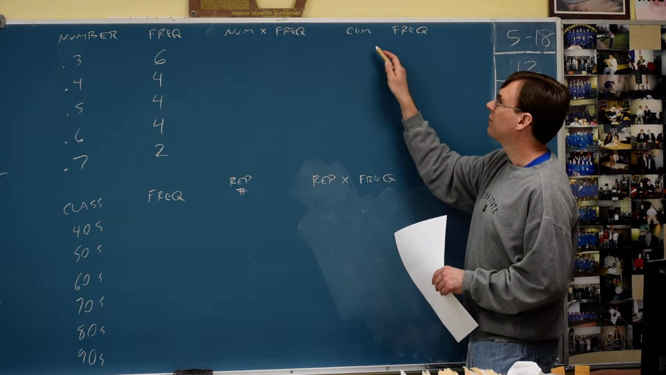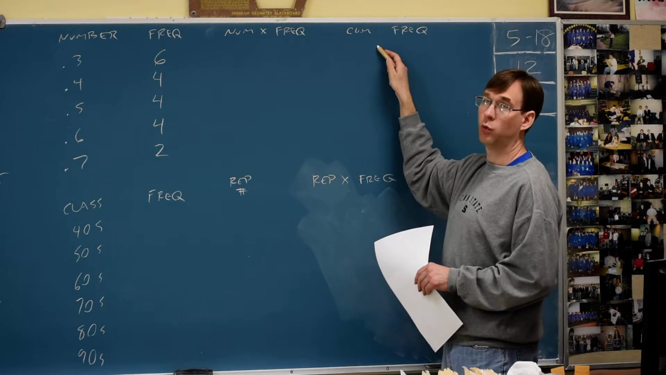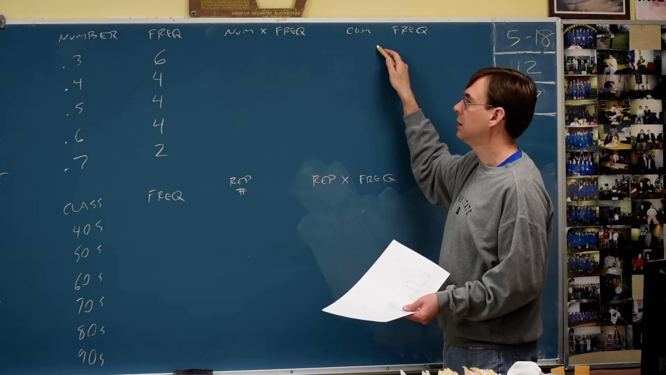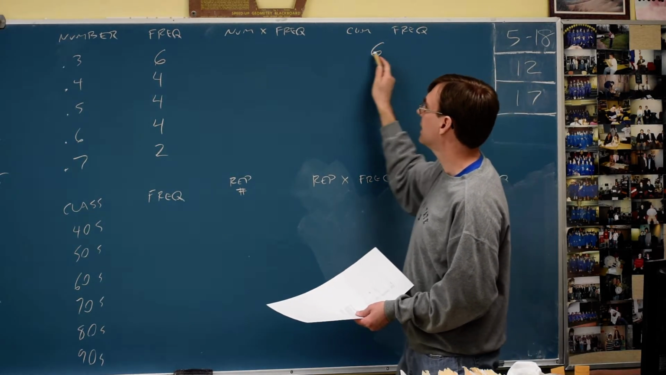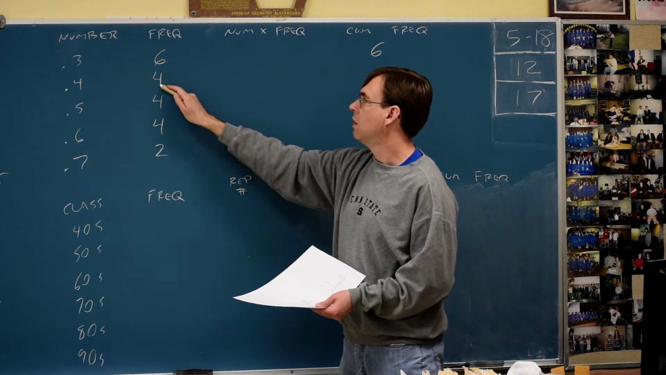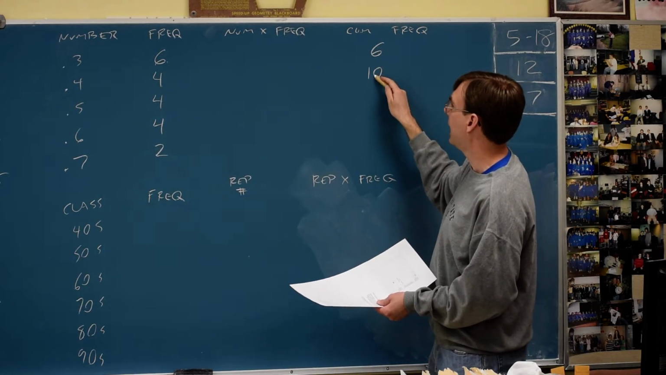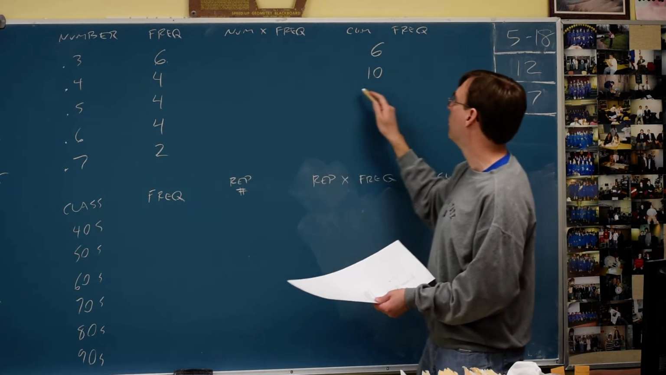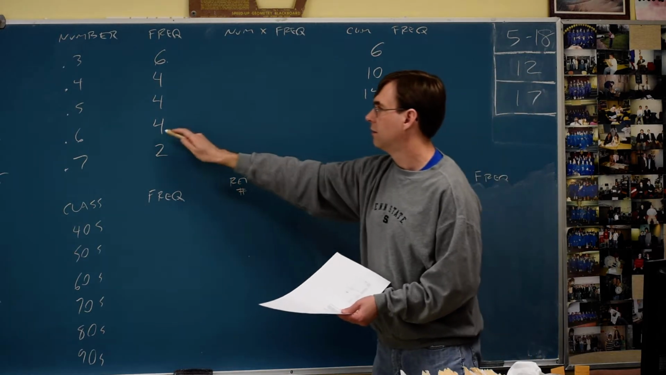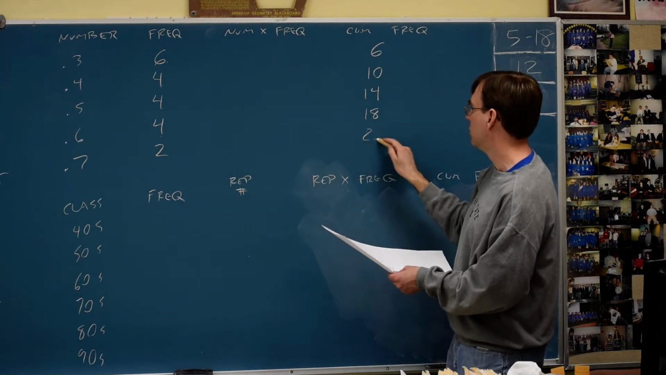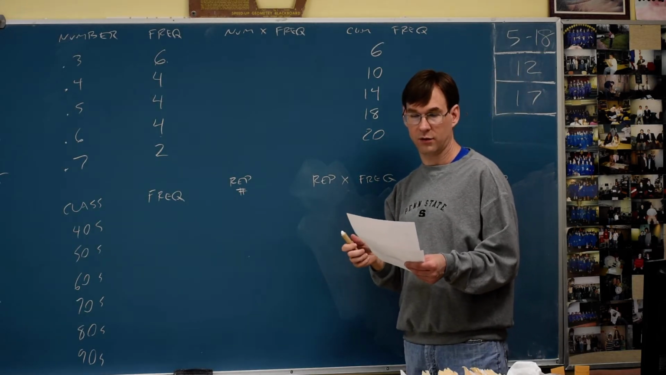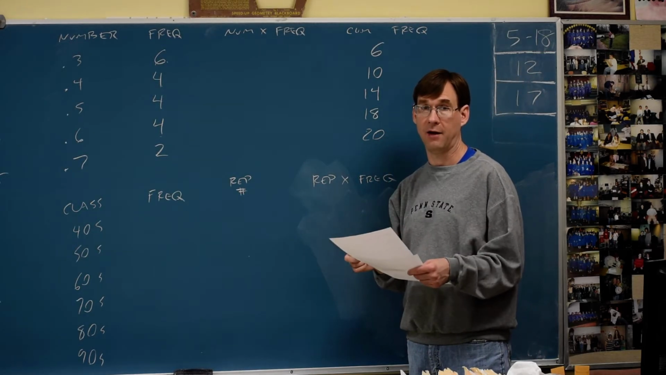I'm going to do a cumulative frequency now for 2 purposes. 1, it'll help me do the median eventually, and 2, it'll make sure I have all the numbers. So 6 so far, 4 more gets me up to 10. 10 plus 4 more is 14. 14 plus 4 more is 18. 18 plus 2 more is 20, and that's good that we have 20 numbers because it said that we are going to have 20 numbers.